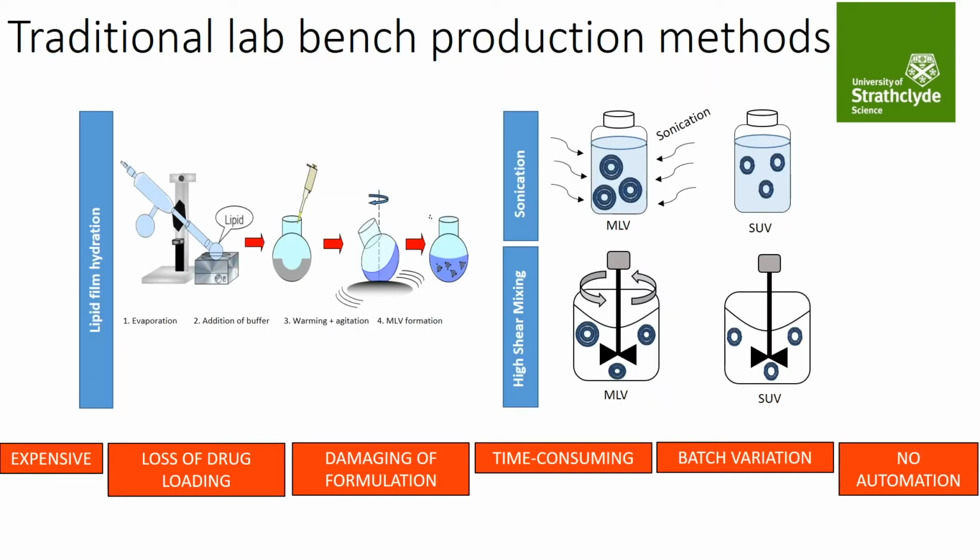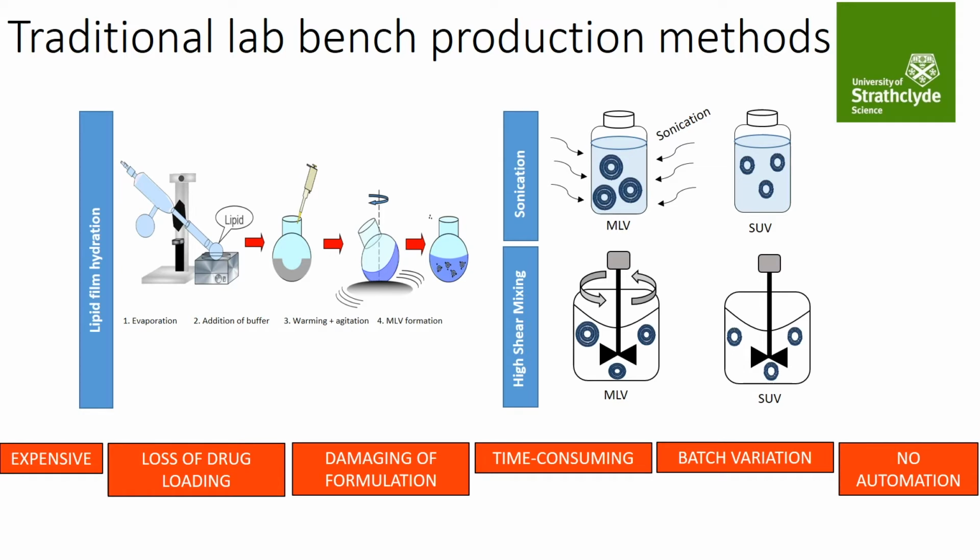Therefore, in order to keep up with the momentum that this field has been developing at, we need to really move away from the traditional lab-scale production methods using round-bottom flasks and downsizing methods such as sonication and high-shear mixing, in order to create our homogeneous suspensions of sizes around 100 nanometers. For the reasons I've listed below, they're expensive, they lose drug loading, can also cause damage, and they're also incredibly batch variant, which for obvious reasons regulators look down upon, as they want to ensure that each product being released from quality control has consistent characteristics.